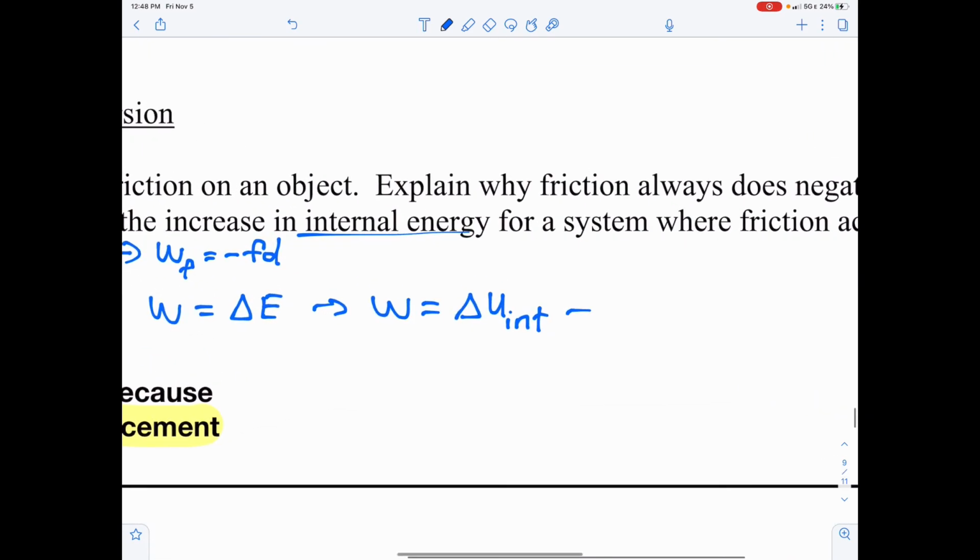Another way we could state this would be that the change in internal energy is equal to a positive friction times distance. It's the positive version. So the energy lost right here is the energy gained here.